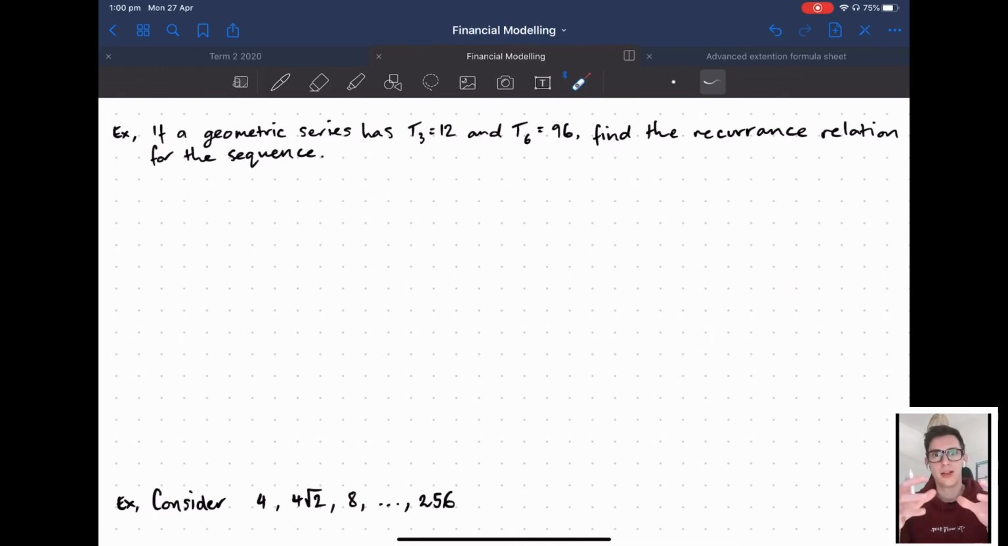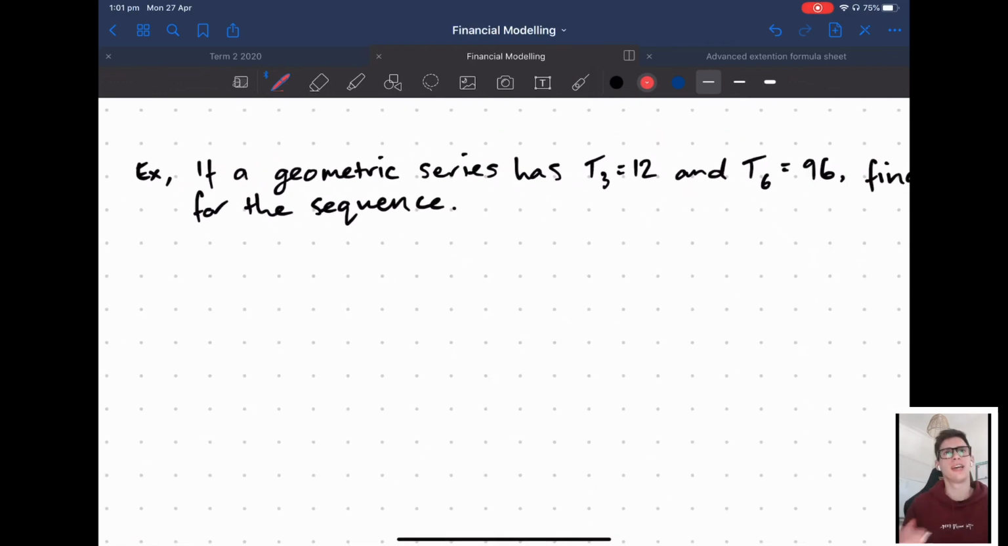Now, we don't have an A, and we don't have an R. So what we're going to have to do, we did a really similar example with arithmetic sequences, is set up some equations with what we do know, and manipulate that algebra to find A and R, and then pop it into our recurrence relation. Okay, so let's start with our usual formula. Our usual formula on our reference sheet is that for any term, it's the A value times the R value, where we have n minus 1 as the power of R.